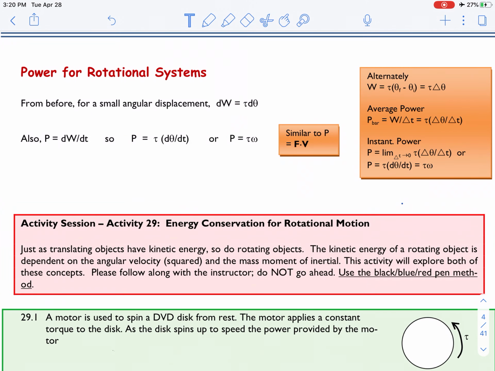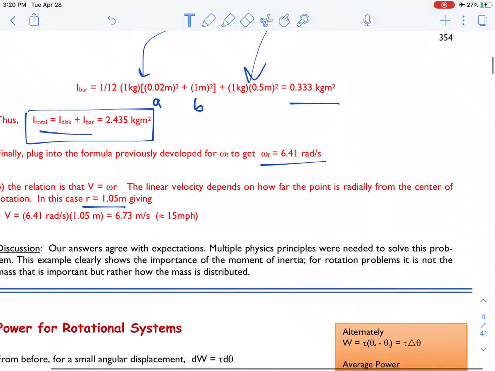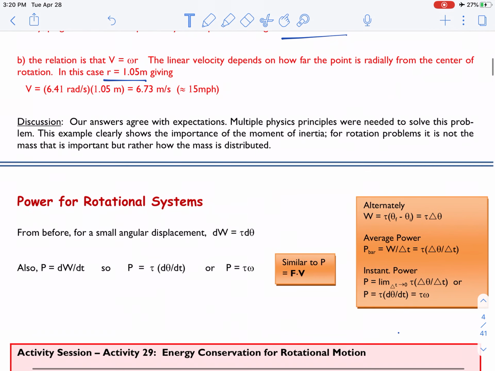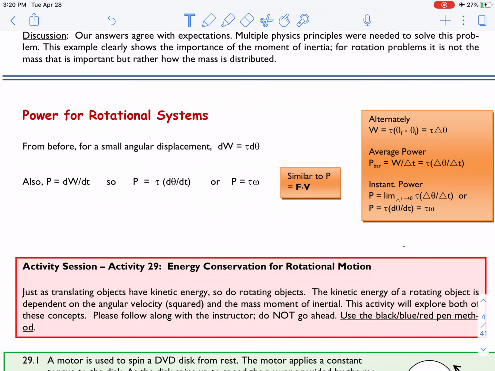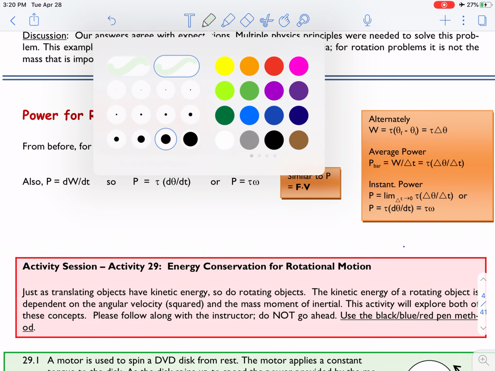Okay, so next thing after this example, on page 354, we are going to talk about power. And power is nothing new. We've discussed this earlier with the translational motion. Now we're going to see how we're going to apply it to the rotational motion.